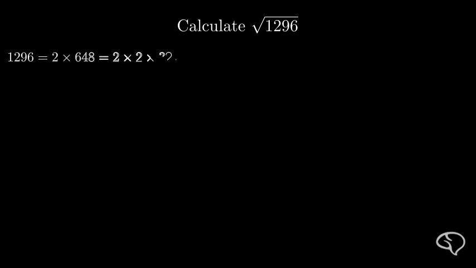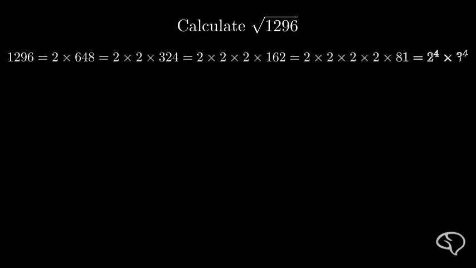Let's apply the prime factorization method to a larger number. We'll find the square root of 1296. Our task is to calculate the square root of 1296. Just like before, the first step is to find the prime factorization of 1296. We can start by dividing by 2 repeatedly. 1296 divided by 2 is 648. Divided by 2 is 324, and so on. We find that 1296 is 2 to the power of 4 times 3 to the power of 4.